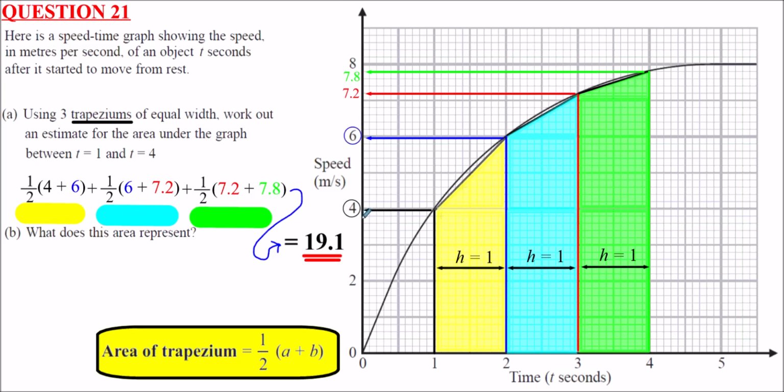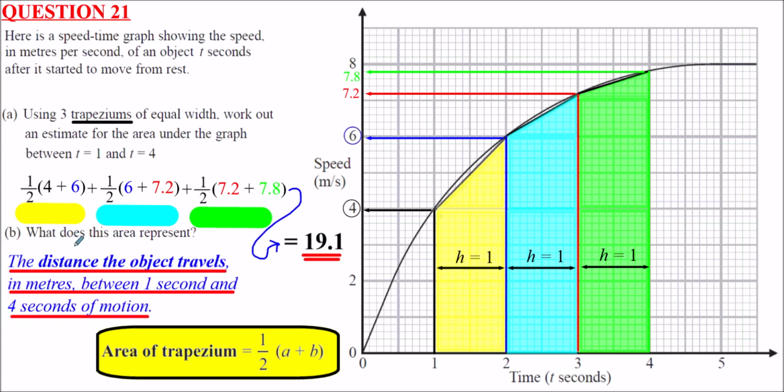So because of that, and in fact what we should ideally know anyway, the area under a speed time graph tells us the distance the object's moved. So in terms of what this area represents, 19.1 is 19.1 metres. So it represents the distance the object travels in metres between 1 second and 4 seconds of its motion.